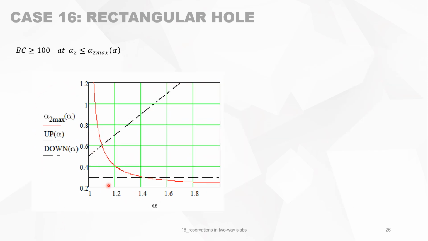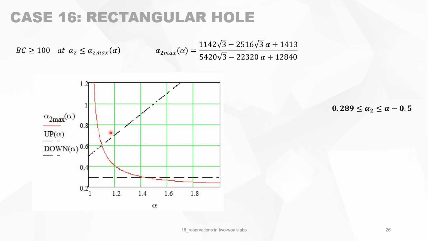Let's look at the region when alpha is not one, and when the slab is not a square. Let's look at what we have. This is a graph with alpha from 1 to 2 on the x-axis, and we have plotted alpha 2. Alpha 2 max is where the bearing capacity gets its maximum value. It's easy to calculate, it's just a little bit of arithmetic, and that's the formula for alpha 2 max, which is the red curve.